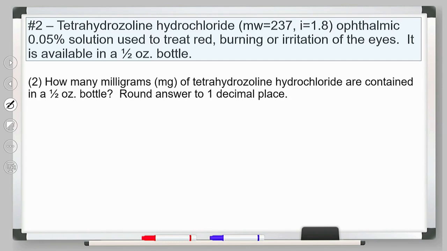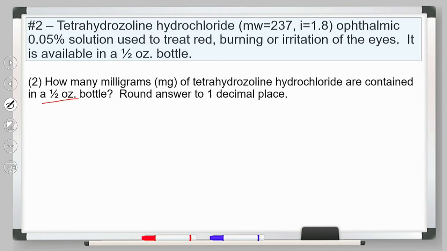So this is one I'll let you work on. It says, how many milliliters of tetrahydrolysine hydrochloride are contained in a half-ounce bottle? And I didn't give you this. 1 fluid ounce is 30 milliliters. I'm sorry I didn't give you that on the question. So don't make this hard. This is kind of a straightforward one.